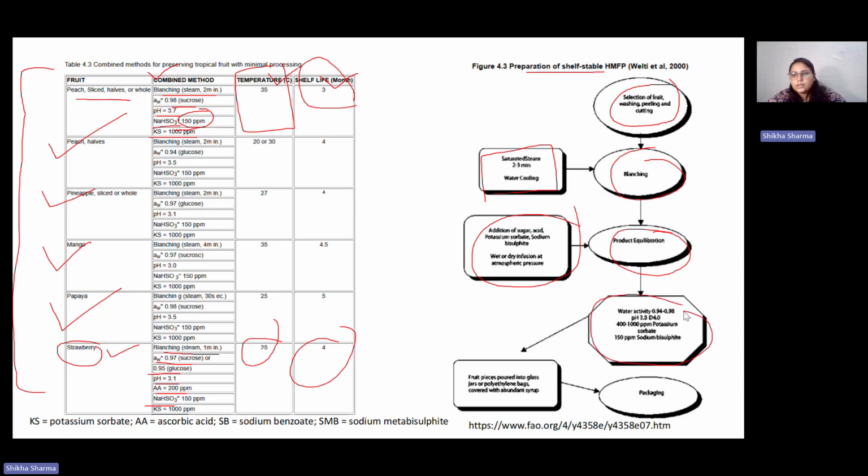We can achieve the water activity around 0.94 to 0.98, and pH around 3 to 4.1, and then 400 to 1000 ppm of the potassium sorbate and 150 ppm of the sodium bisulfite. So these fruit pieces can be poured into the glass jars or polythene bags and covered with some syrup, and then it can be packaged and sold.